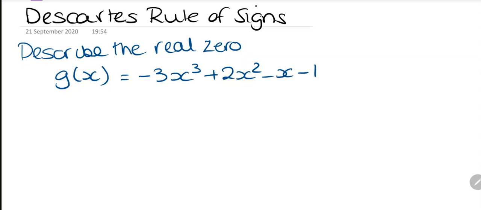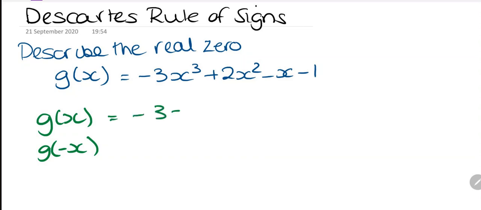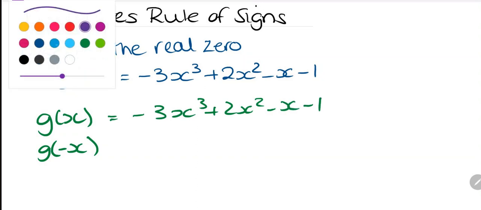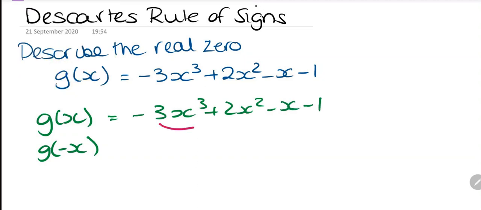So we have to look at two versions. We look at g of x, and then we look at g of minus x. On the first one, g of x, if we look at when the signs change, we change from a negative to a positive, and then from a positive to a negative. So we have two sign changes.